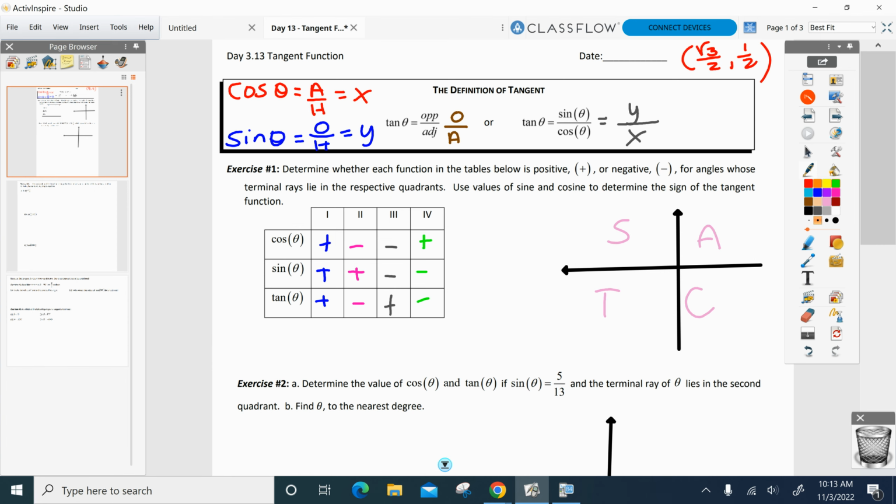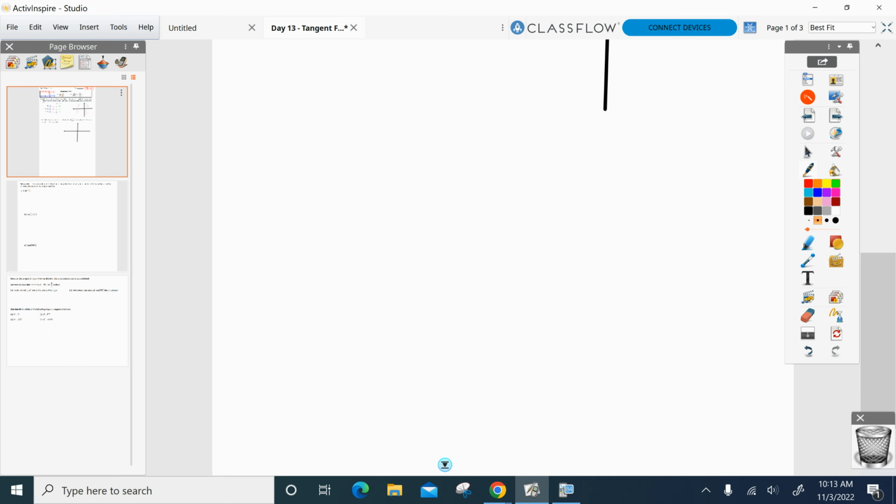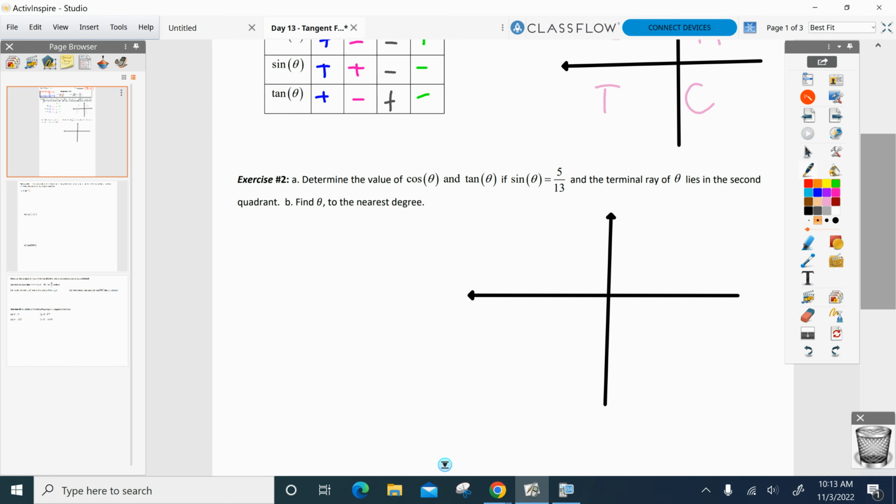All right, I want to keep doing problems we've been doing, but now ask you about tangent. All right, go ahead. You can read through number 2. What quadrant are we in? Second. So what do I need to make in the second quadrant? Sine is 5 over 13. From our work the last couple days, what are you making in the second quadrant?